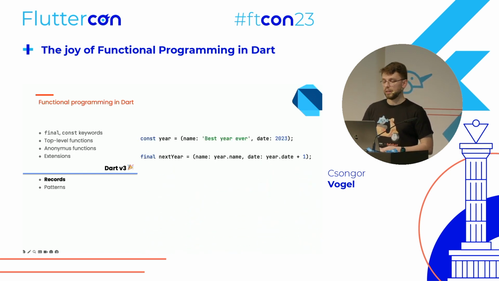So, records. Mainly we can bundle multiple objects inside of parentheses and pass them as a single object. As you can see on the right side, at the top, we are creating a current year with two named parameters. One of them is a string, one of them is an integer, and then we are creating a next year variable and passing these records.